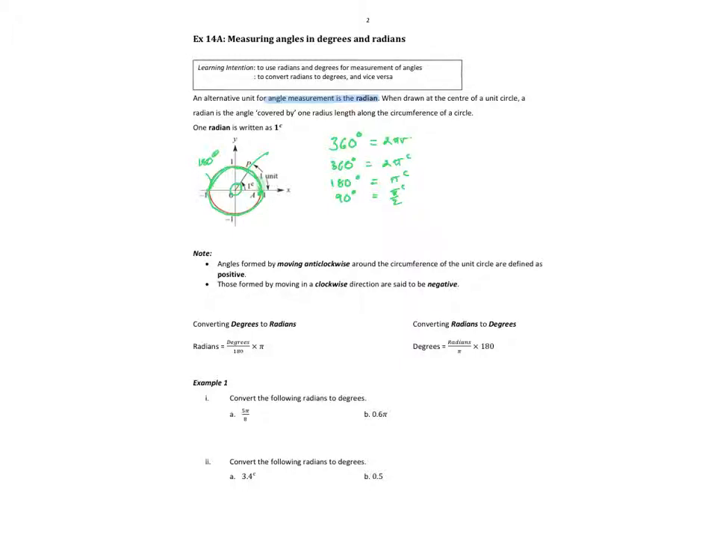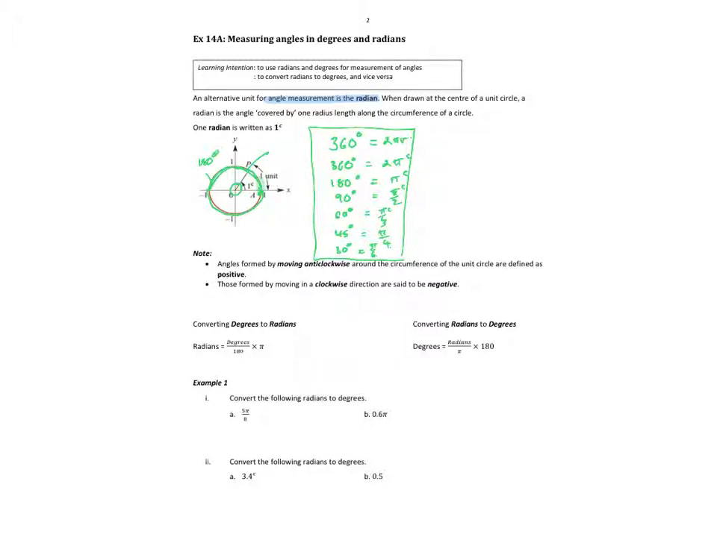Divide 180 by 3, I get 60 degrees. That's the same as pi on 3 radians. 180 divided by 4 is 45 degrees, the same as pi on 4 radians. 180 divided by 6 is 30 degrees, and that's the equivalent of pi on 6 radians. So they're the key values. They're the key radian measures that you need to know off the top of your head. So if I say pi on 3, in your head you might do 180 over 3, which is 60, so it's 60 degrees.